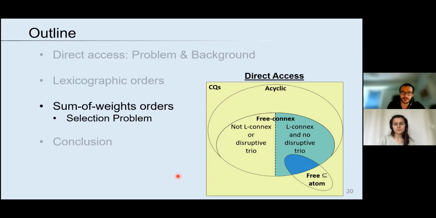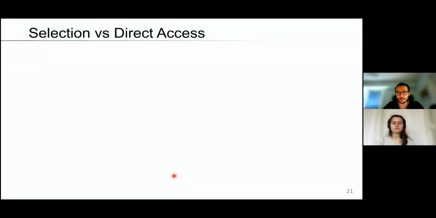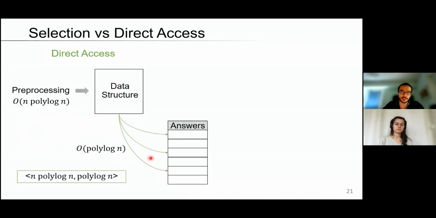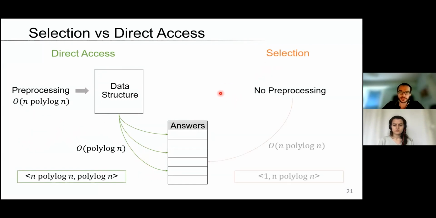That's an excellent question. So let's define another problem to look into it. For direct access, we saw that the preprocessing phase constructs a data structure that then supports multiple accesses efficiently, and each access only takes polylogarithmic time. Now, for the problem of selection, there is no preprocessing, and we simply count the time it takes to access a single answer. Tractability here is defined as n polylog n for one single access.